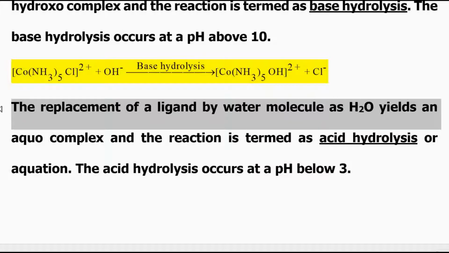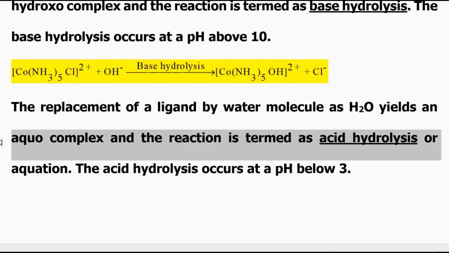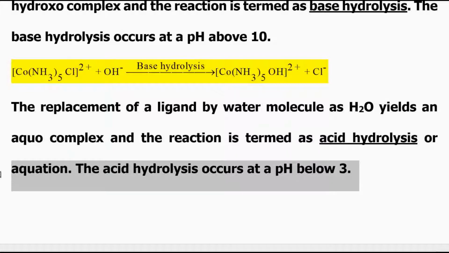The replacement of a ligand by water molecule as H2O itself gives a complex known as aquo complex or aqua complex, and the reaction is called acid hydrolysis. It is also known as aquation. The acid hydrolysis occurs at a pH less than 3, that is under acidic conditions.